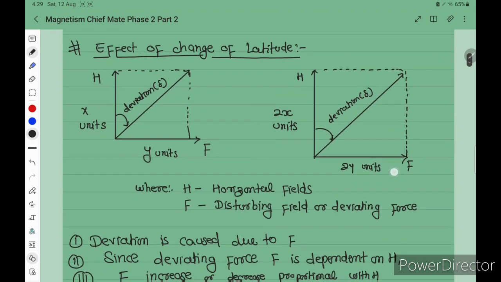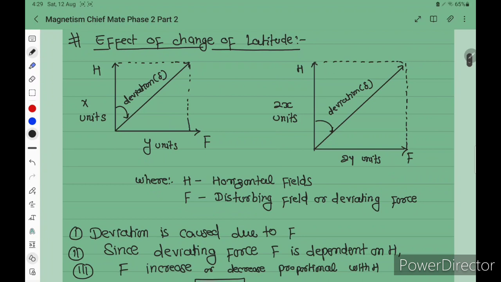Now the effect of change of latitudes. So you can see this is H and this is F. F is for the disturbing field or deviating force. H is for the horizontal component. Okay, and this is the same. So there is no change because of latitude for coefficient A.